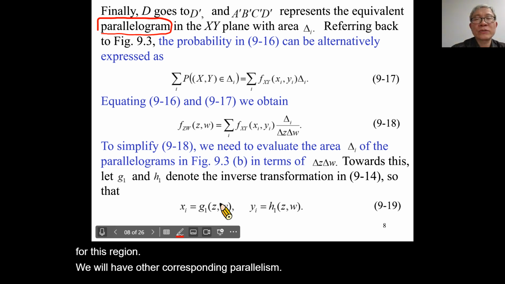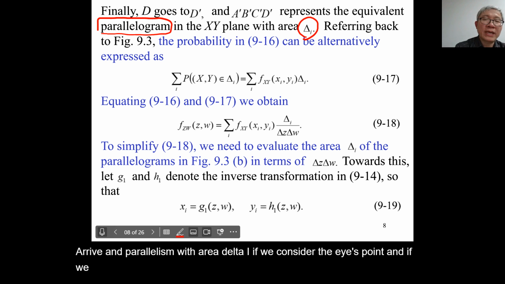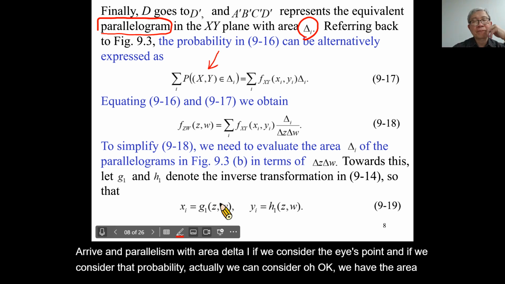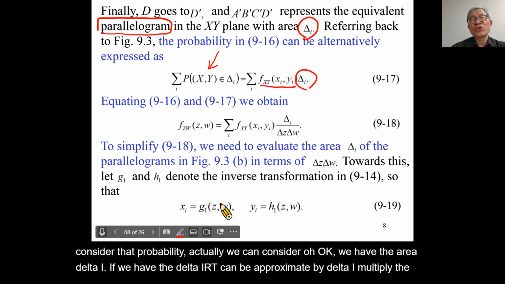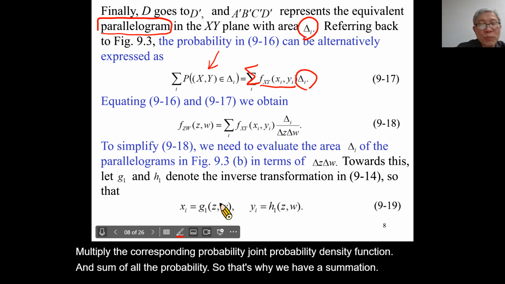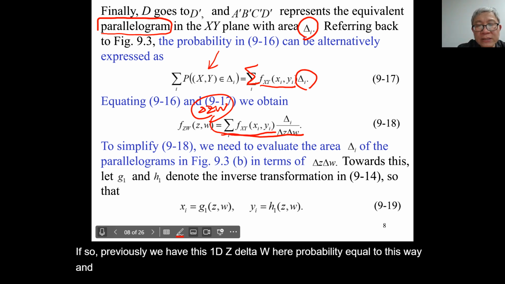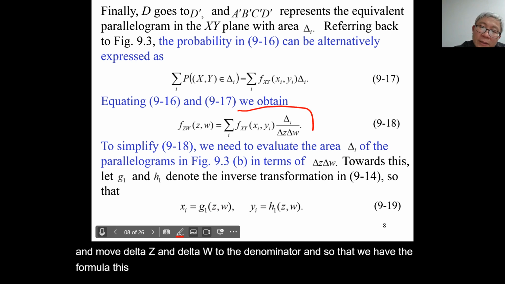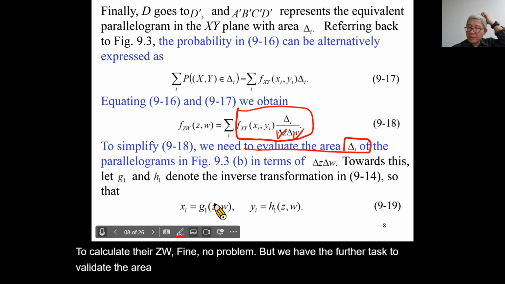Well, we will have the corresponding parallelogram, with the area delta i if we consider the ith point. And if we consider that probability, we have the area delta i, which can be approximated by delta i multiplied by the corresponding joint probability density function, and the sum of all the probabilities. So that's why we have a summation. And previously we have delta Z, delta W here, with the probability equal to this, and we move delta Z and delta W to the denominator. And so we have this formula. To calculate delta Z, delta W, fine, no problem. But we have the further task to evaluate the area delta i of the parallelogram.